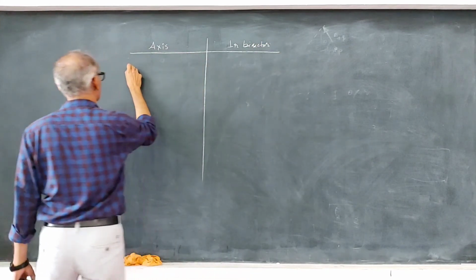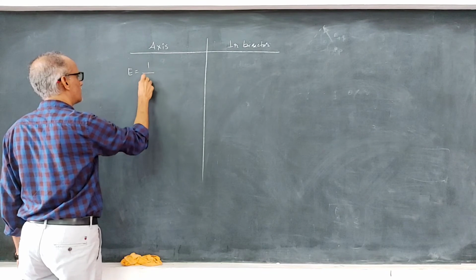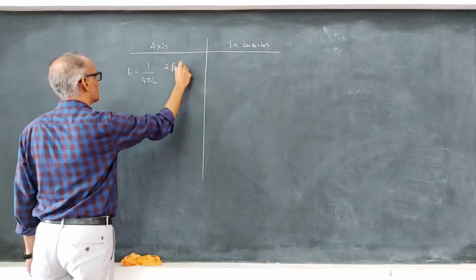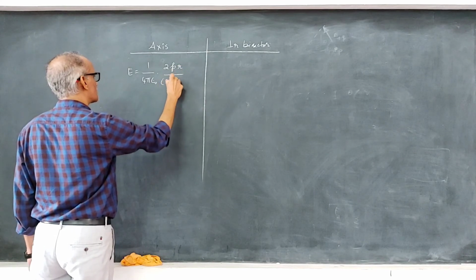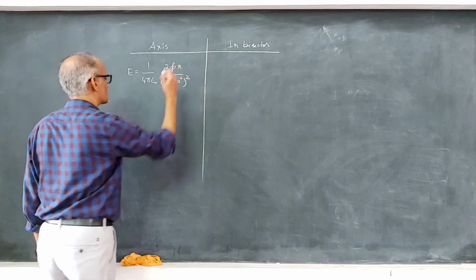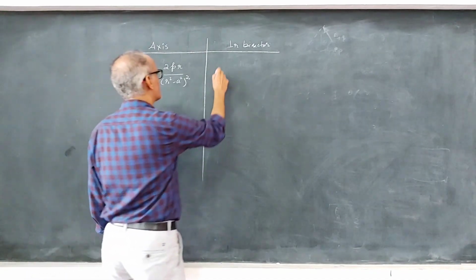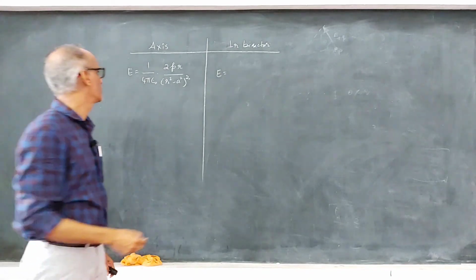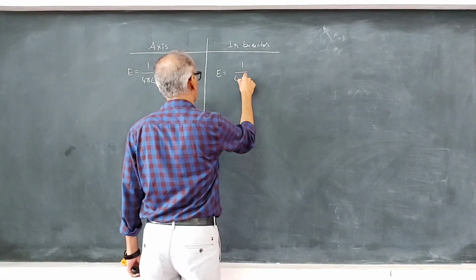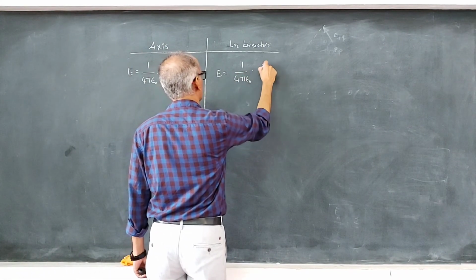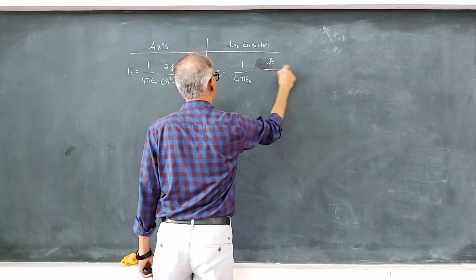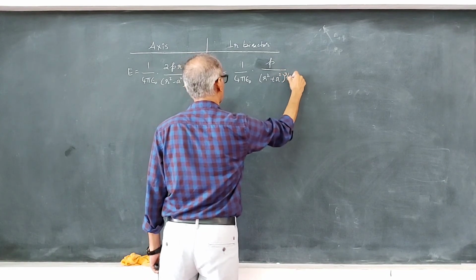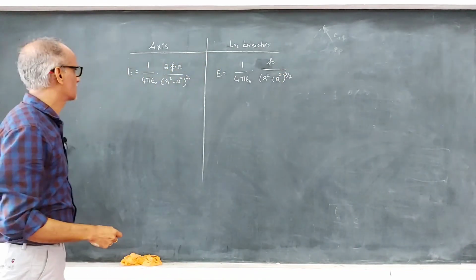Electric field at a point on the axial line, general formula: E is equal to 1 by 4 pi epsilon naught, 2pr by r square minus a square the whole square. At a point on the perpendicular bisector, which is also called the equatorial line, 1 by 4 pi epsilon naught, p by r square plus a square to the power 3 by 2. So this is what we derived in today's class.